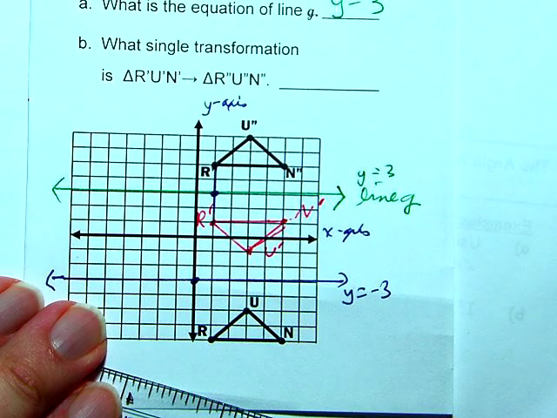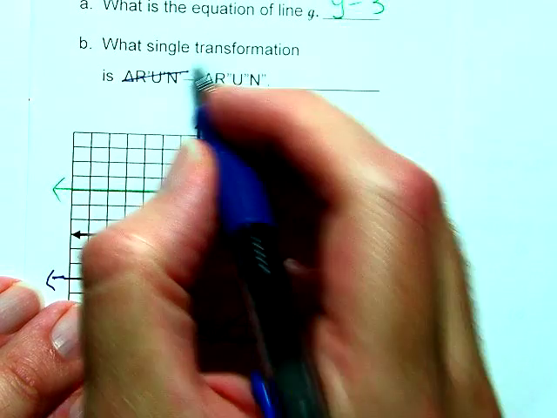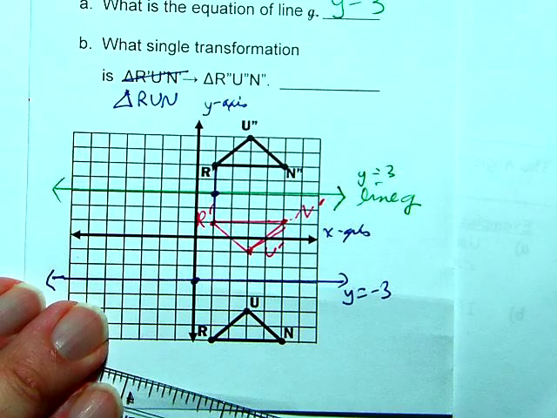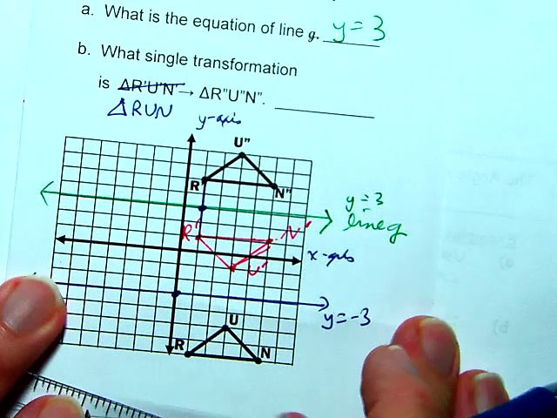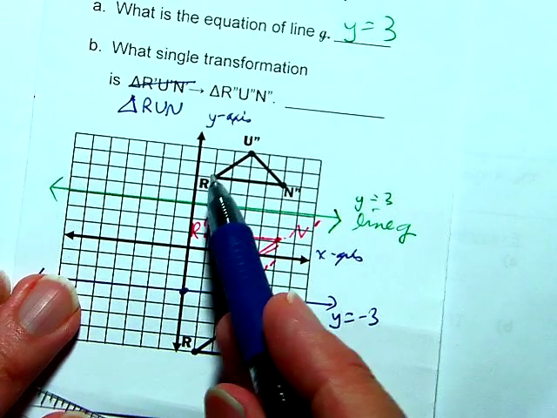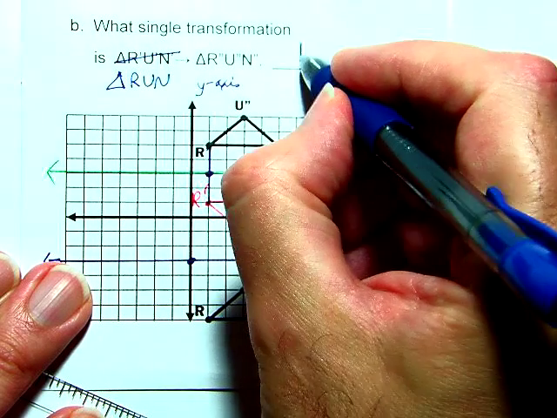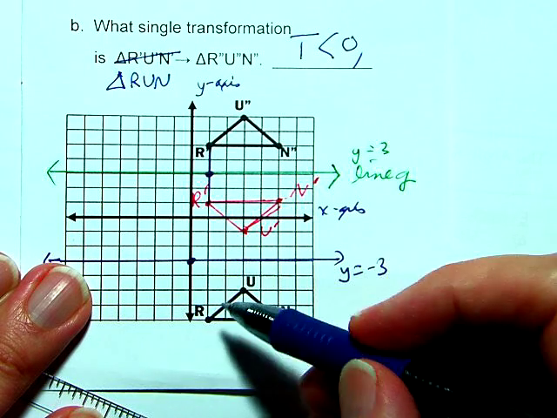And what single transformation is, and here I think this is just a typo, you need to correct it in your notes here. We're not talking about this triangle, we're talking about the original triangle, triangle RUN. So what single transformation would take the original triangle RUN to the final triangle with the double primes? And you can see that that would be a movement. R to R double prime is an upwards movement. We're only moving in the y direction. There's no x component. So the transformation would be 0 in the x, and then to figure out what it is in the y, we just have to count.